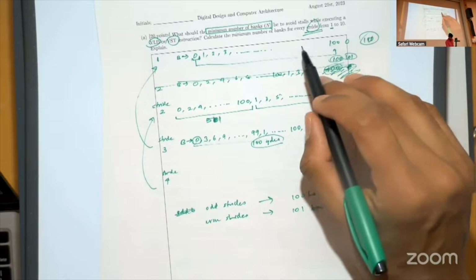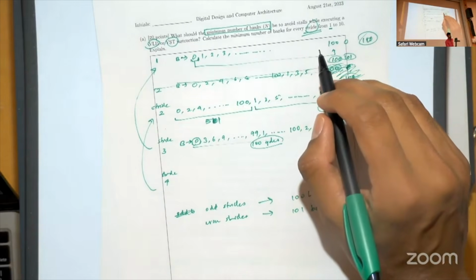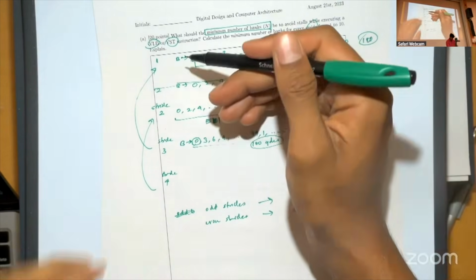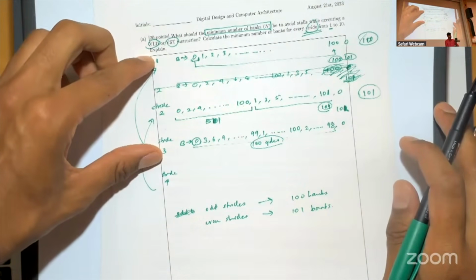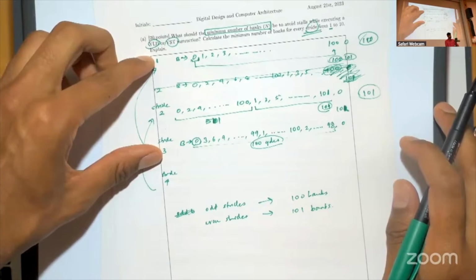For this one, for the odd stride, first and the third, this one and this one. Do you mean? Is that what you mean? Yeah, we have bank 0.